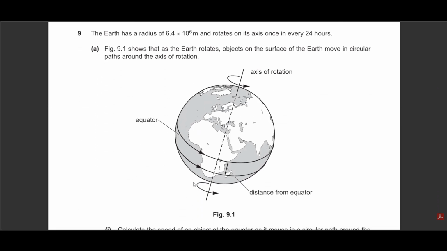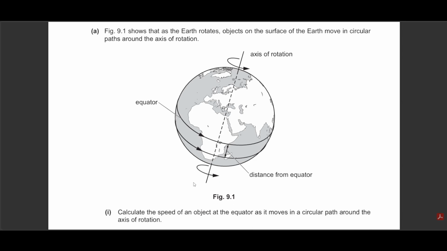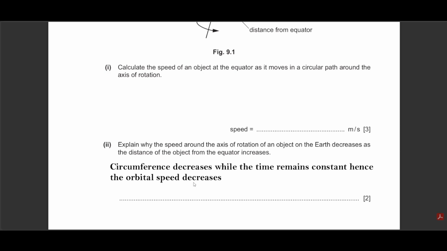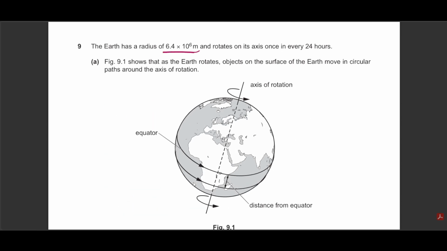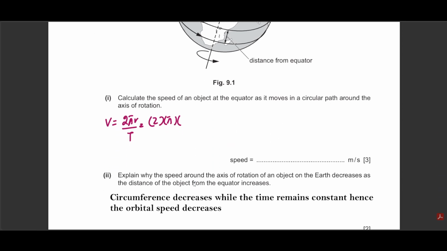Question number 9 from Cosmology and Space Physics. He says the radius of the Earth is this much. It orbits every 24 hours. Okay, fine. The radius of the orbit is given. He says calculate the speed. So the orbital speed, the formula is given to you in the course, is 2 pi r divided by time t. So 2 into pi into r. The radius of the orbit is given to you, or the circumference. The radius of the Earth is 6.4 into 10 to the power 6.